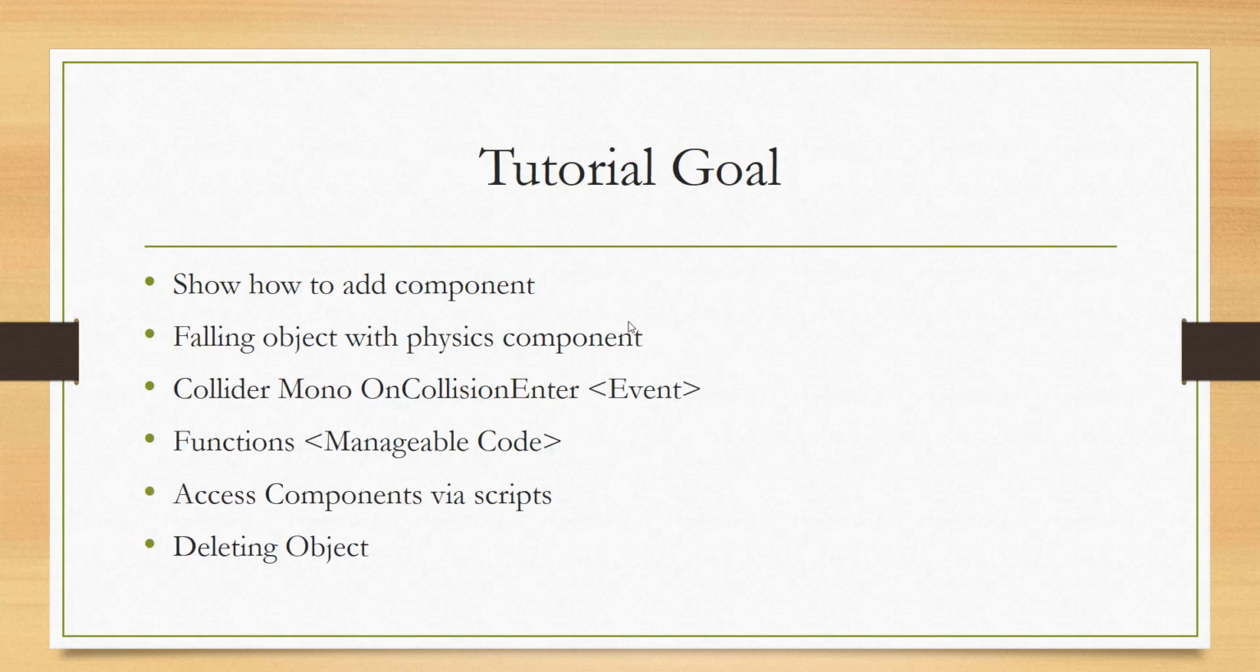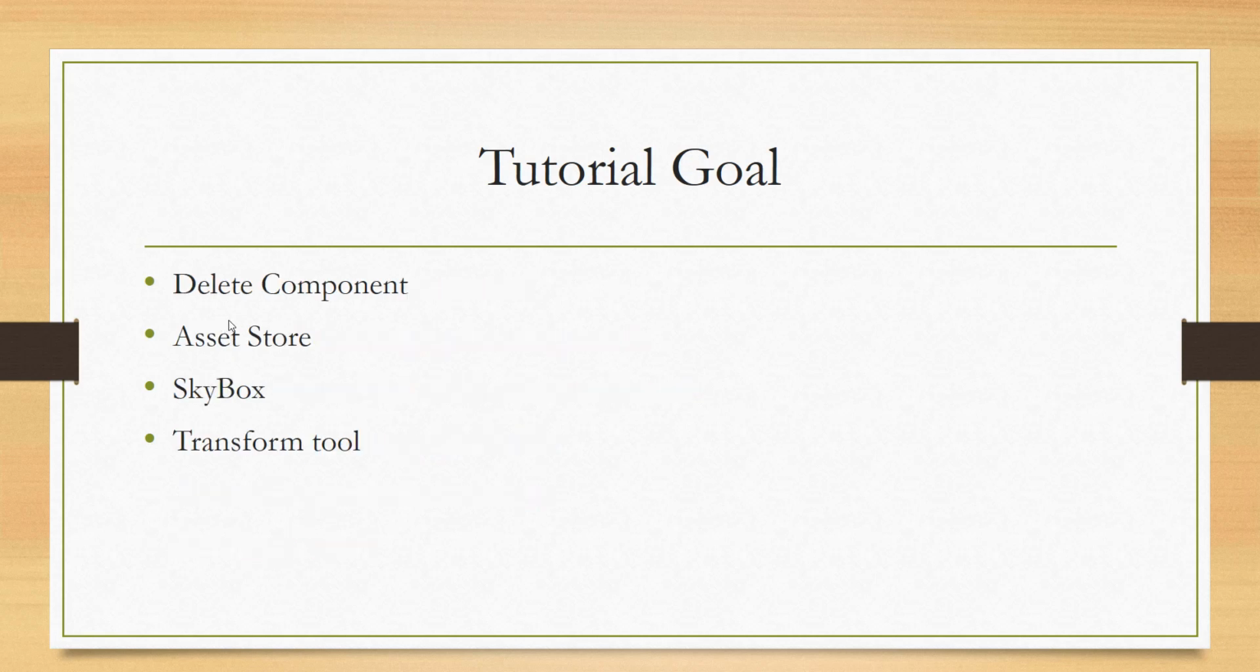So the goal of this tutorial is to show how to add components, to show how to make an object fall using the physics component, to use the MonoBehaviour function OnCollisionEnter to simulate an event, to create more manageable code either using regions or using functions, to access components via scripts, to delete objects, to delete components, and then we're going to look into the Asset Store so we can download the SkyBox, and then we're going to look at the transform tool to move, rotate, or scale our objects.